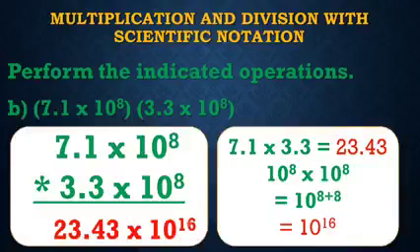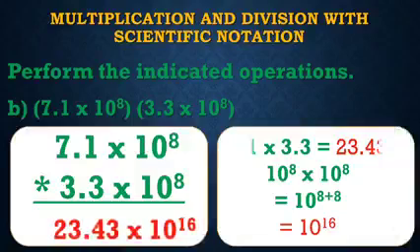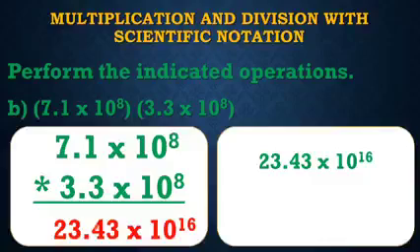Now, 23.43 times 10 raised to 16 is not in the proper scientific notation. Okay? Because here, the 23.43 must be greater than or equal to 1 but less than 10. Since it is greater than 10, it is not in its proper scientific notation. So we will simplify this, 23.43 times 10 raised to 16.